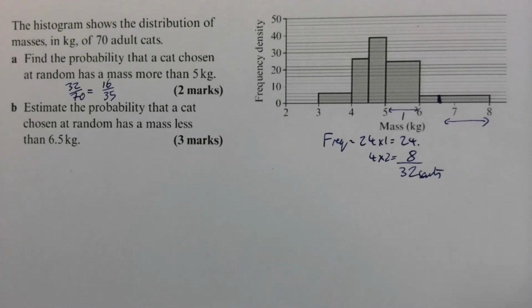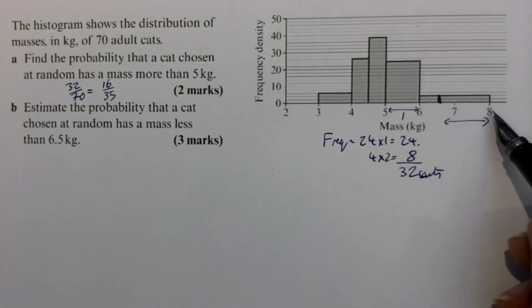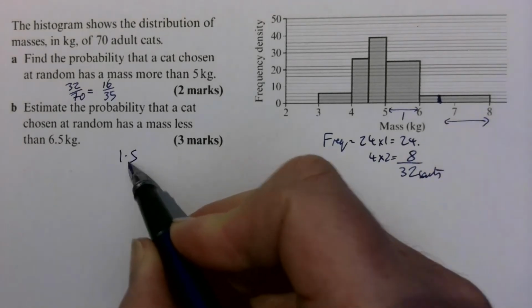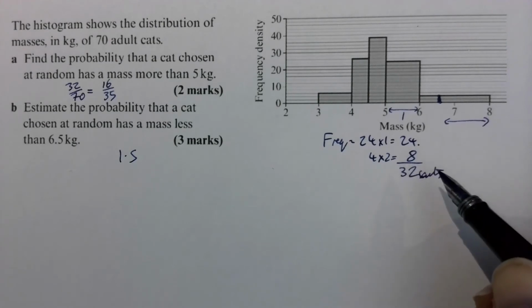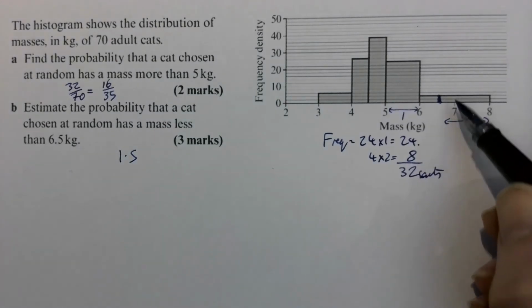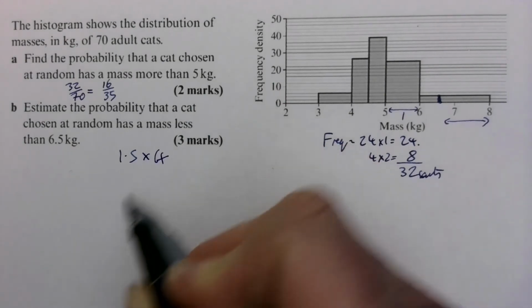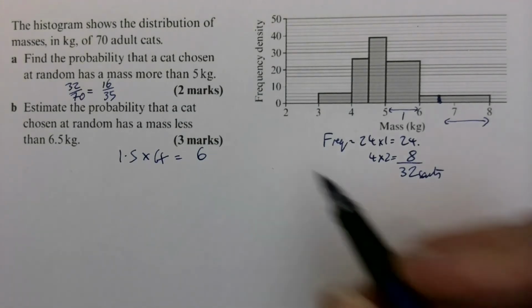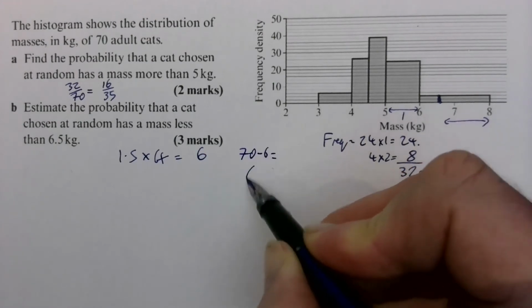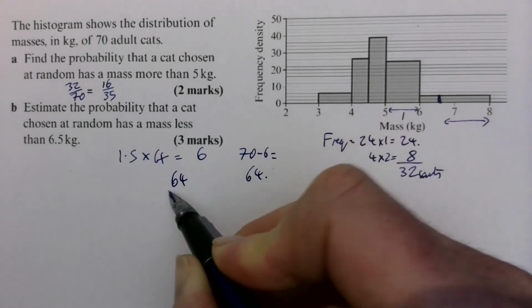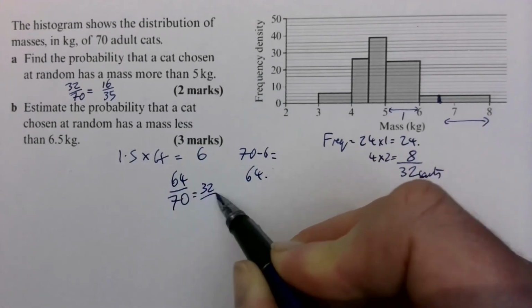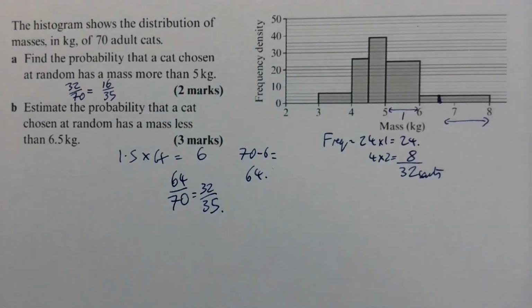So in that zone there, it is 3 wide, no it's not, it's 1.5 wide, and we're multiplying by the 4 high that it is. So that gives us 6 cats in that zone, but we want all the ones that are less than that. So 70 take 6 is 64, so we should have 64 out of 70, which is exactly double the other one, isn't it? So that should give us 32 out of 35.